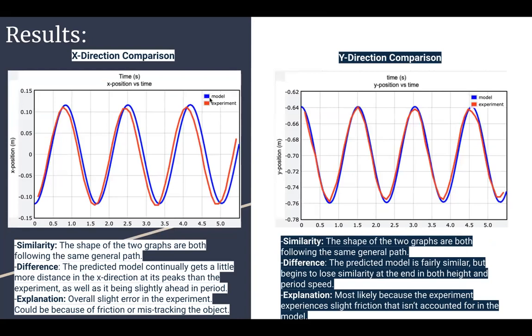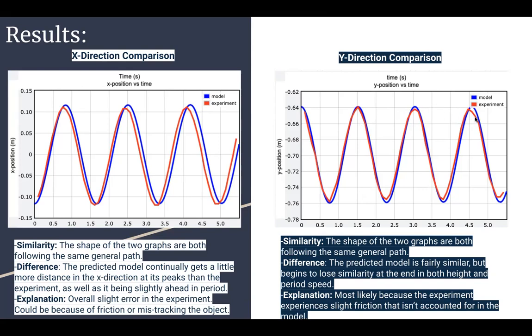So the model is the blue one, and the experiment is the red one. You can see they follow very similar paths on the X. This is the X side, and this is the Y side. So the X path is very, very similar. The only difference being the peaks on the experiment are a little bit lower, and they start falling a little bit behind at the end. And that could be because of a little bit of friction or air resistance that the model doesn't account for, but the experiment does. And then same thing with the Y.